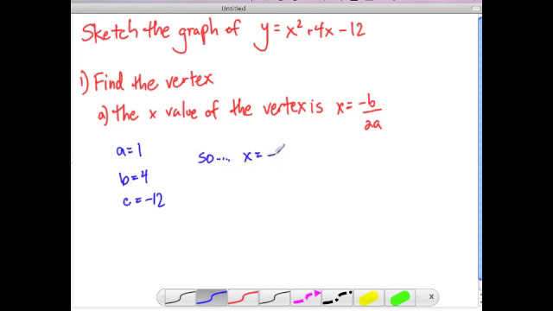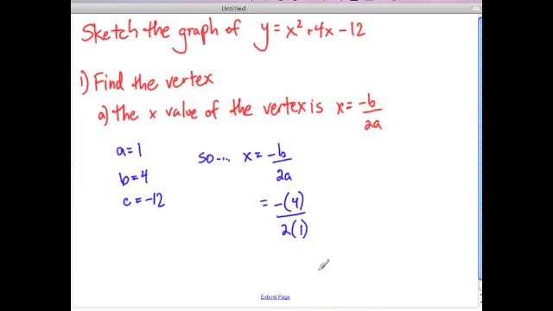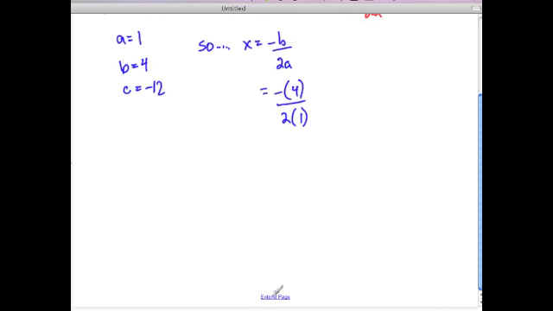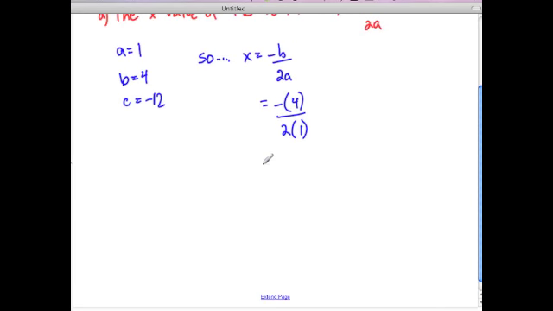So if x equals negative b over 2a, that's going to be negative 4 over 2 times 1. And that negative b over 2a, that doesn't change. The x value of the vertex is always negative b over 2a. So we do a little simplifying. That becomes negative 4 over 2, which reduces to negative 2. So we have the x value of the vertex.